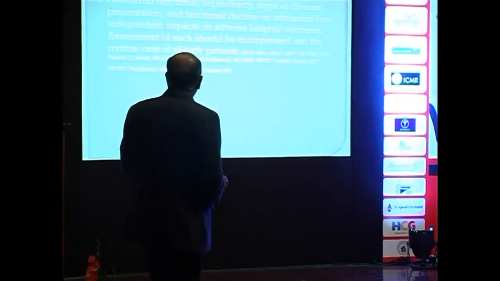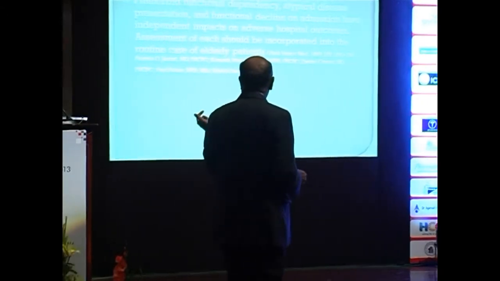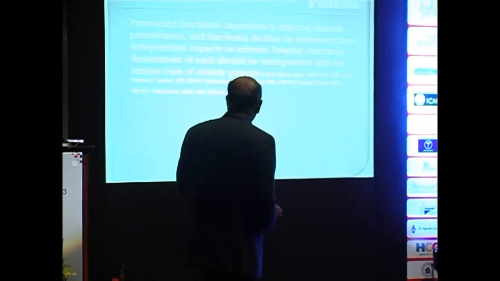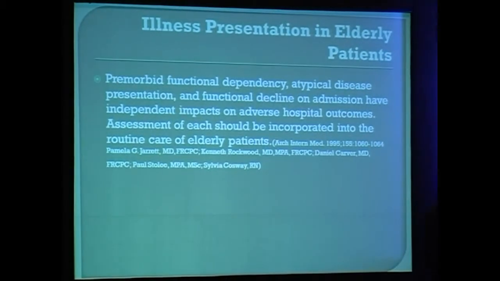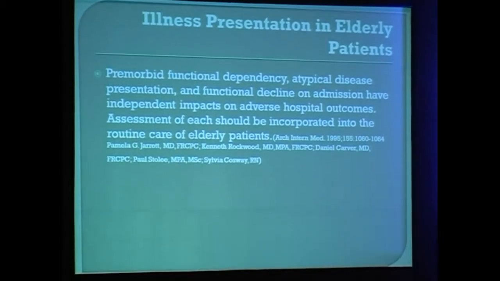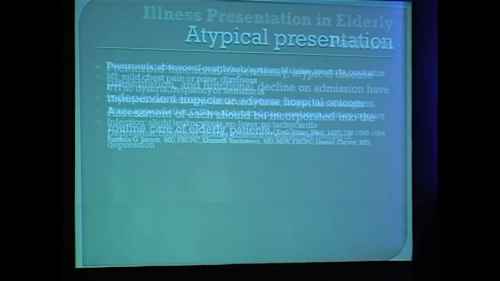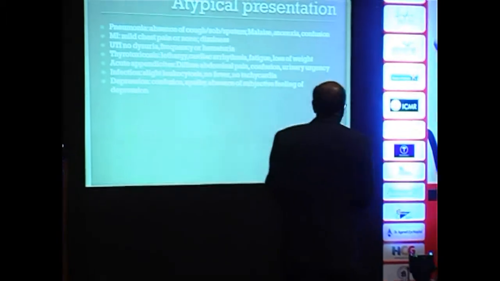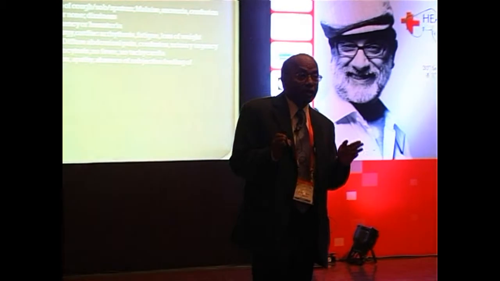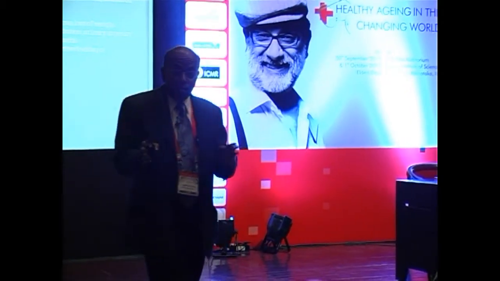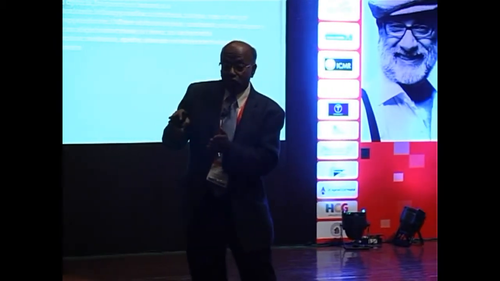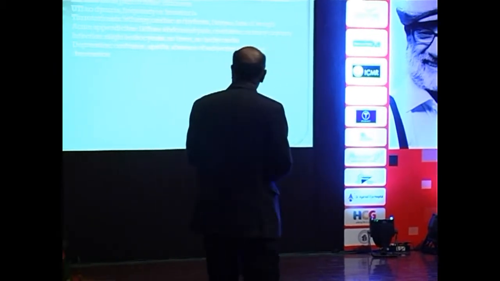Now, this tells you that functional decline on admission has independent impacts on adverse hospital outcomes. That's why, when a person is checking into the hospital, his status is actually a predictor of his outcome. We know several diseases manifest atypically like that, but I'm going to give you principles so you can apply them to any disease you come across in an older person.